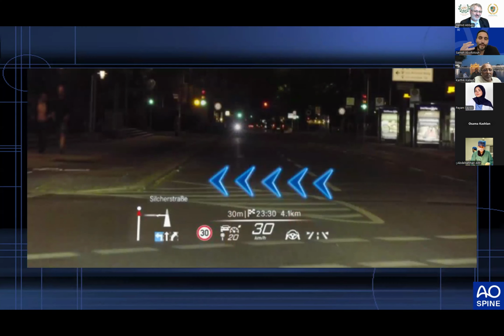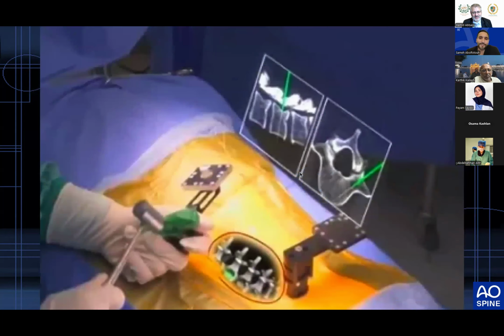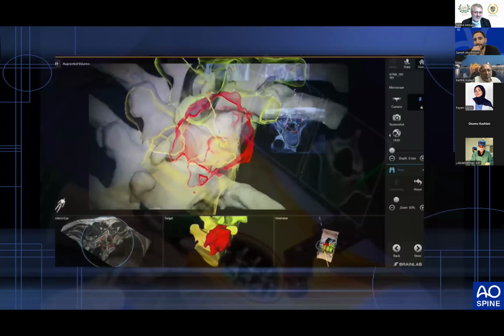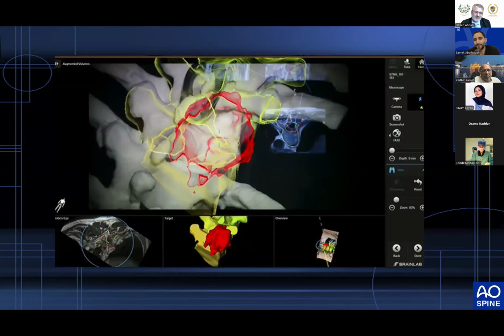Even driving home after a long day in the OR and using that heads-up display, that's another application of augmented reality. But nowadays, we can really see with augmented reality everything that's happening on navigation right directly in front of you without the need of looking into those screens. And with the help of some companies like Brainlab, you're actually able to see as well the integration of the MRI in the middle of surgery.